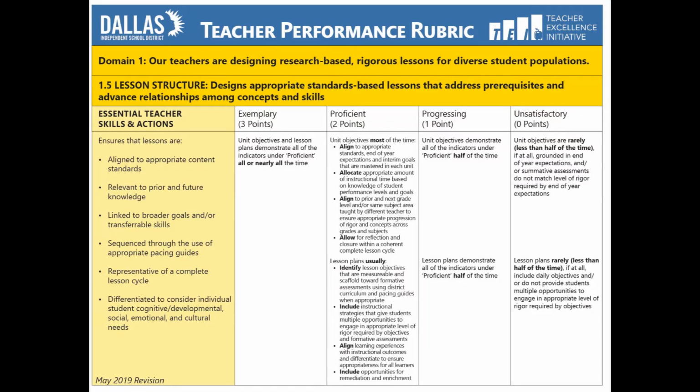The majority of the explanation falls onto proficient. As you can see, exemplary means that all or nearly all the time the unit objectives and lesson plan demonstrate exemplary. That is evident. So what is proficient? We know that the unit objectives are aligned to the appropriate standards of the year and allocate the amount of instructional time. Remember, it has to be very evident that we are devoting the 120 minutes for reading language arts, 90 minutes for math, 45 minutes for science and social studies.